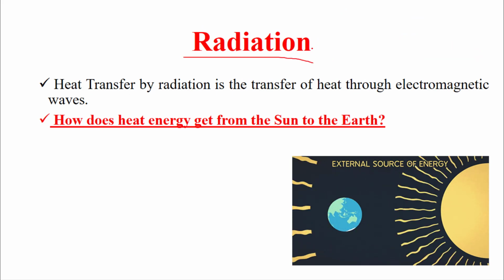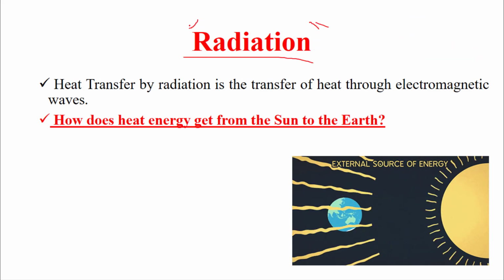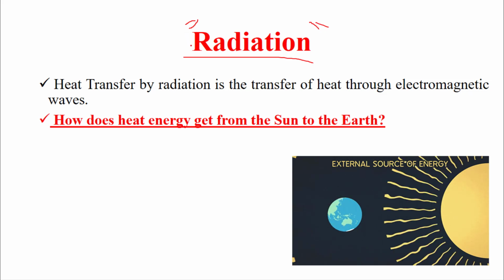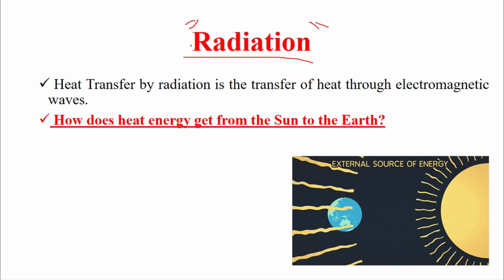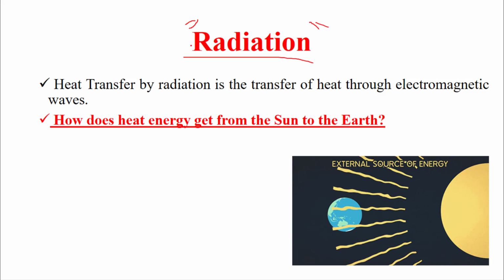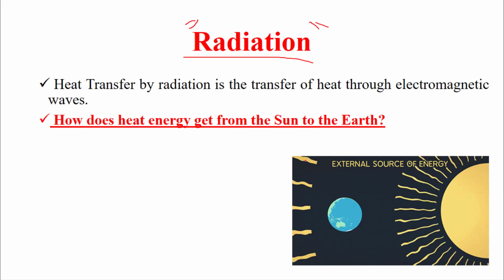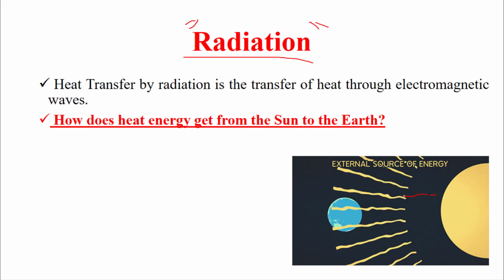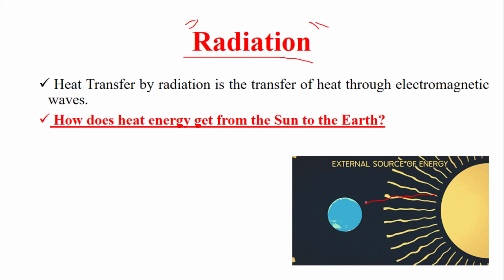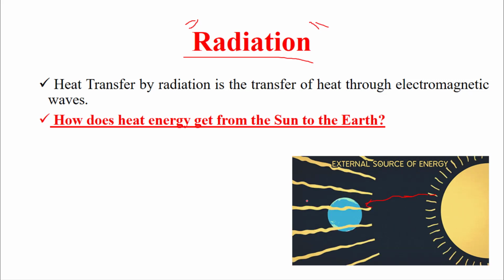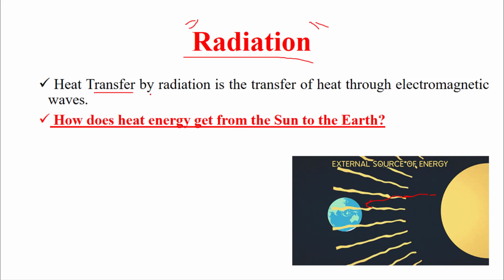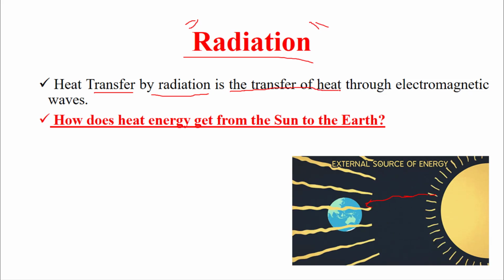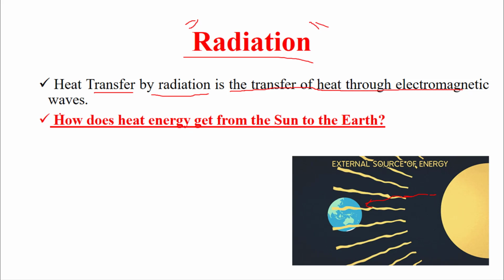Radiation, the third type of heat transfer. How does radiation happen? When can we call the heat transfer due to radiation? Any ideas? The best example, as you can see from the figure below, is the sun's radiation. The sun's rays reach the earth. The heat transfers from the sun to the earth through radiation. So we can define heat transfer by radiation as the transfer of heat through electromagnetic waves.